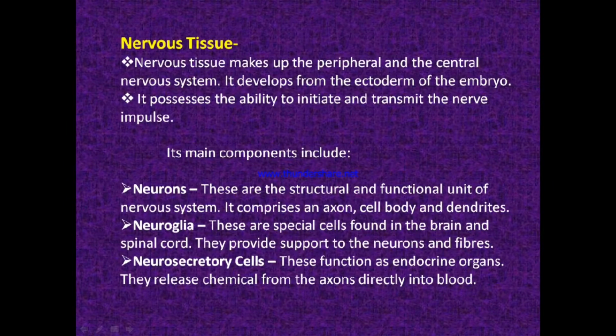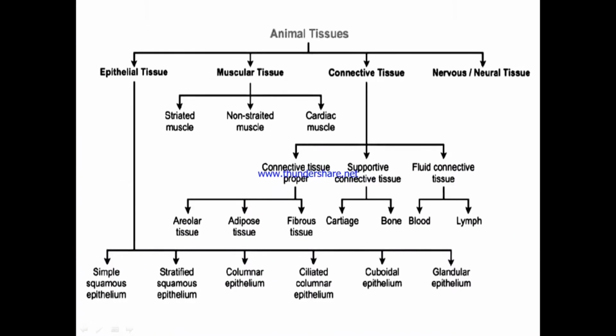Here are some classifications of animal tissues. Epithelial tissue is again classified into 6 types: simple squamous epithelium, stratified squamous epithelium, columnar epithelium, stratified columnar epithelium, cuboidal epithelium and glandular epithelium. Then connective tissue is of three types: connective tissue proper, supportive connective tissue and fluid connective tissue. Connective tissue proper is again of three types: areolar connective tissue, adipose connective tissue and fibrous connective tissue.